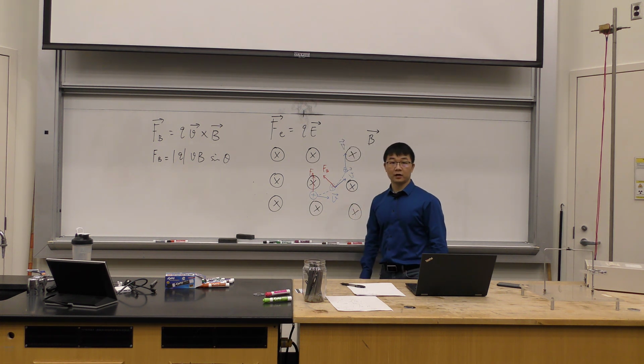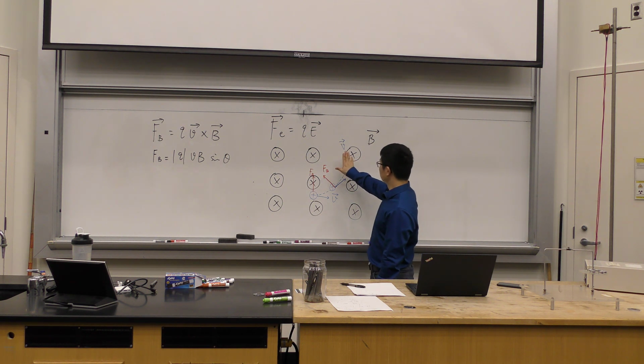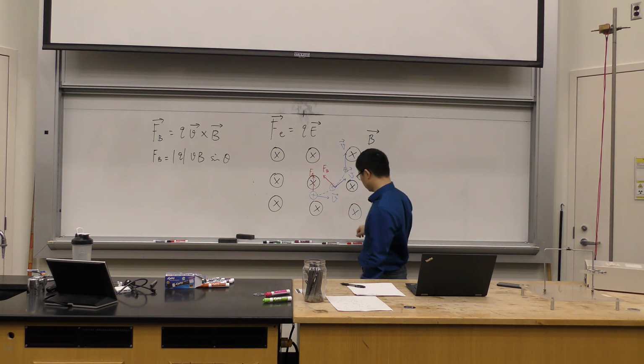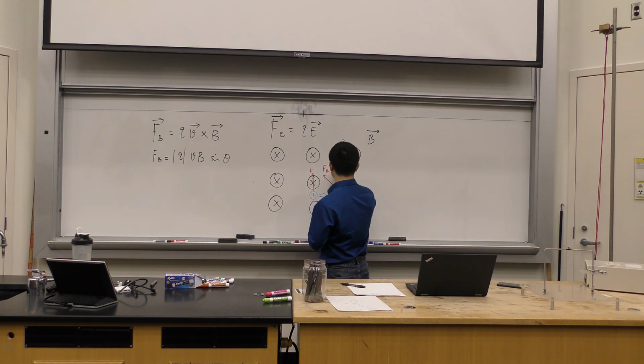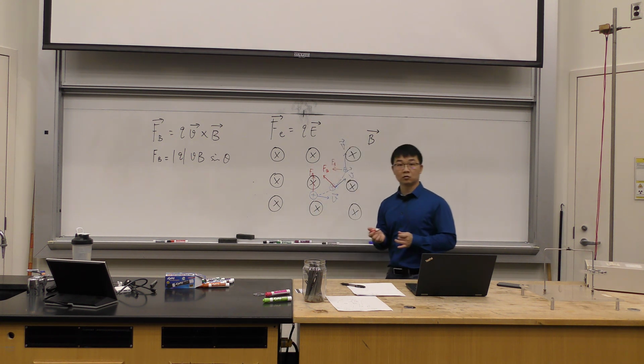Now you're going to still do the right-hand rule. Put your four fingers in the direction of v, curl them into B, which is into the page. Now the force is going to be to the left. Now you can see the pattern. This is going to be moving in a circle.